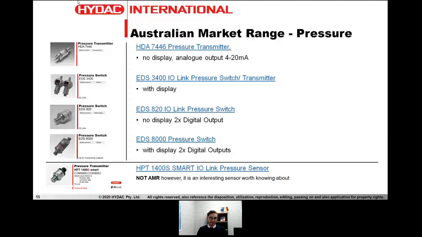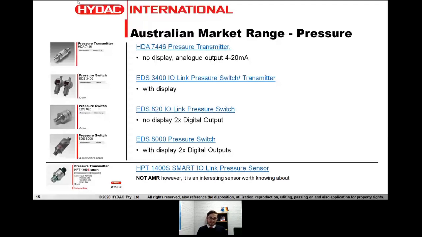You can see this HDA 7446 is just a standard 4 to 20 milliamp sensor. Then we have an EDS 3400, which is an IO-Link pressure switch / transmitter. This sensor can operate as an IO-Link sensor, as a digital output PNP sensor, not as NPN, but it can also operate as a transmitter, 4 to 20 milliamp or 0 to 10 volts. So it's quite a versatile sensor.